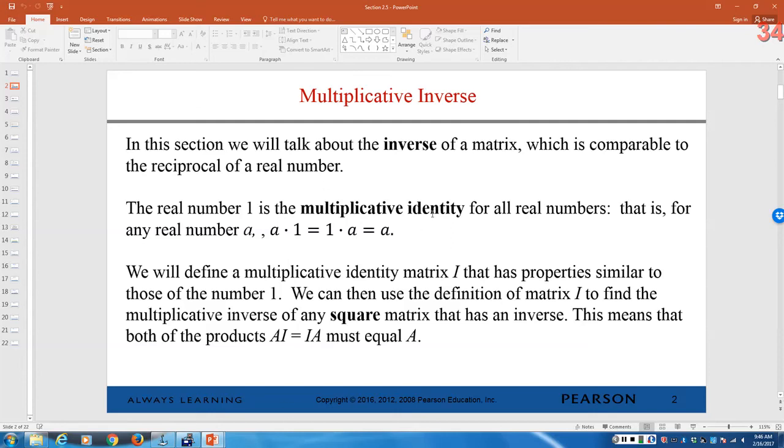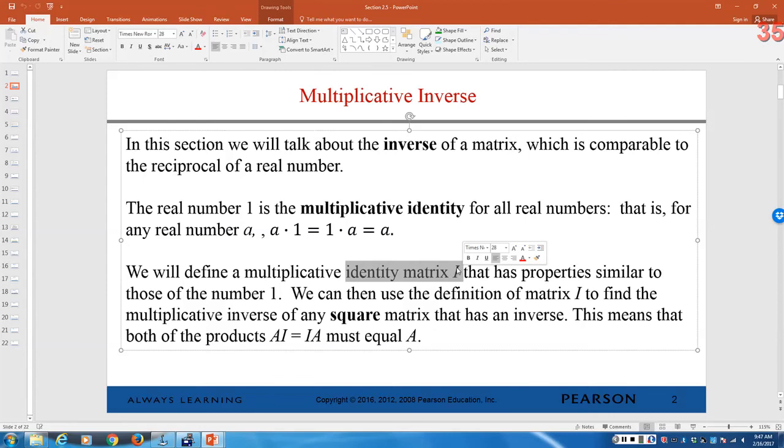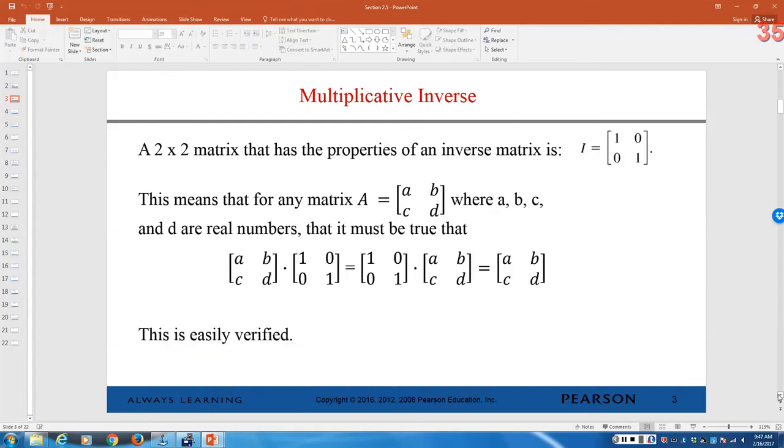The real number 1 is what we call the multiplicative identity for all real numbers. So A times 1 is equal to 1 times A, and that's just A. A reciprocal of a number times the number itself gives you 1, which is the multiplicative identity. We're going to call an identity matrix I, and it has properties that are similar to the number 1. We can find the identity matrix as long as the matrix we start with is square and it has an inverse. And its inverse is kind of like its reciprocal.